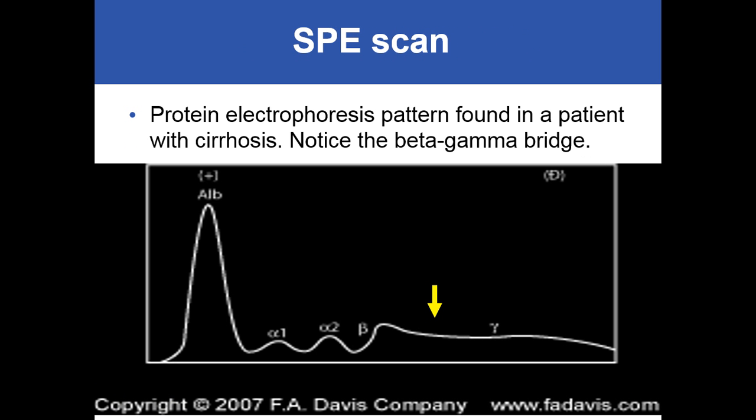Here is a nice scan showing you some electrophoresis, and right here, here's your beta. Normally it comes down, makes your valley, and comes back in for your gamma. Well, there's this area here, it's called a beta-gamma bridge, and you will see that in cirrhosis. So we can't distinguish where the beta stops and the gamma starts. And that's a telltale diagnostic indicator for cirrhosis.